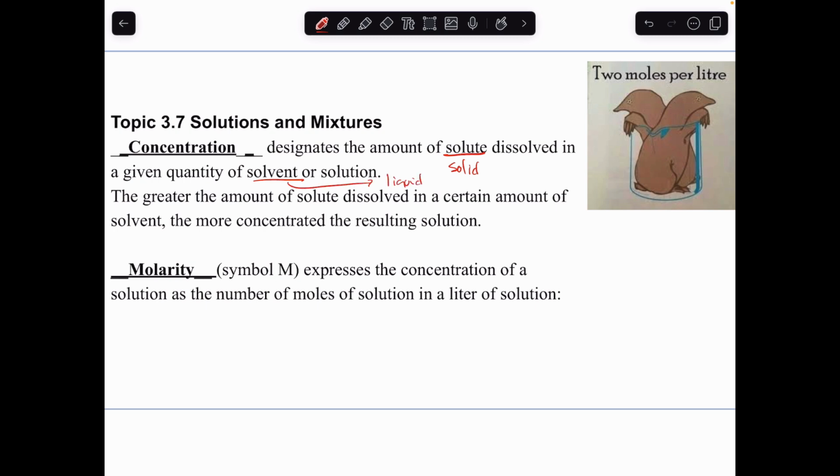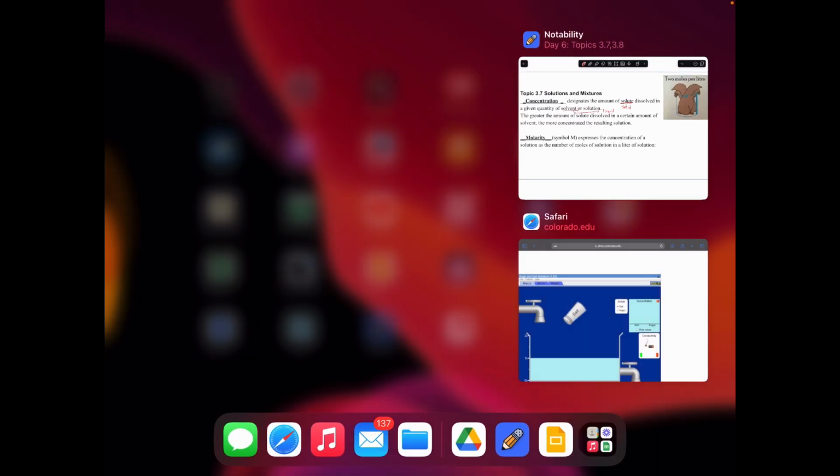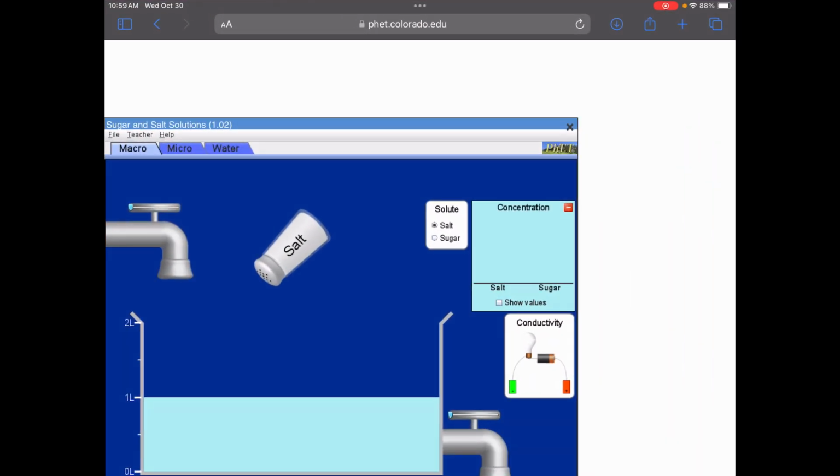The key thing is that the resulting solution is homogeneous, meaning the substance has dissolved and you can't actually see it. A very simple example of a solution would be salt water. Here's a simulation we'll use throughout the lesson today. I'll put a link to this on Canvas, so if you want to play around with it, you can.